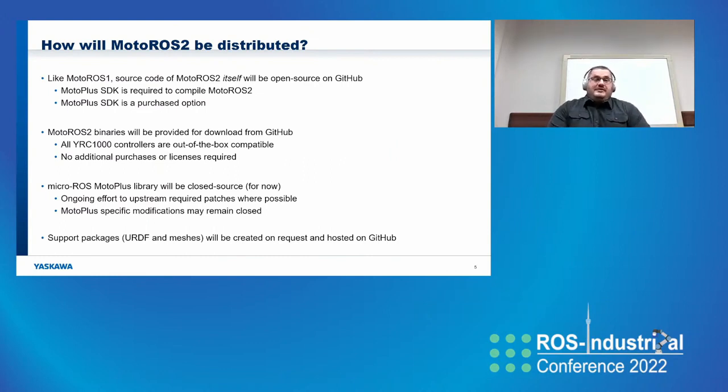I mentioned earlier it's compatible with all robots that are on the YRC 1000 controller. So the collaborative robots, the standard industrial robots, Scaras, Deltas, dual arms, doesn't really matter. And if you have a robot that we haven't created a support package for, just make a request on GitHub, and we at Yaskawa will support creating that.